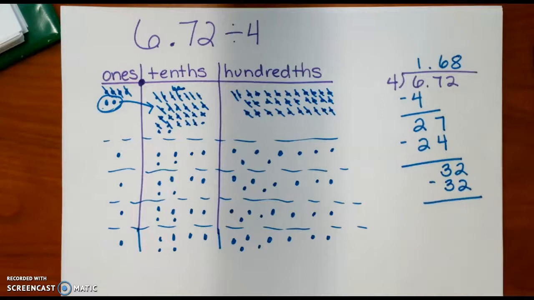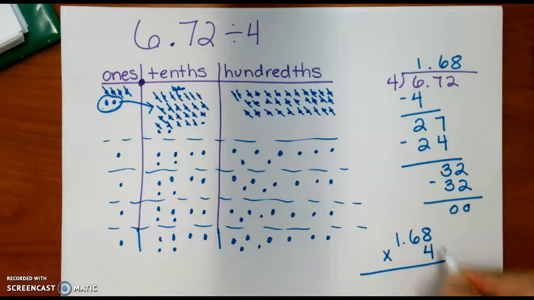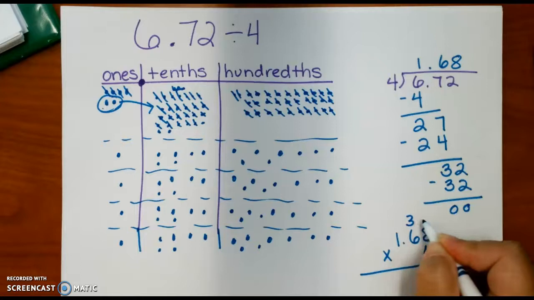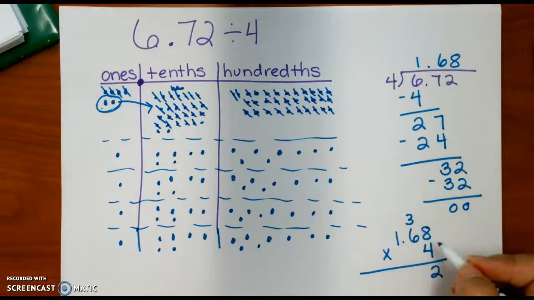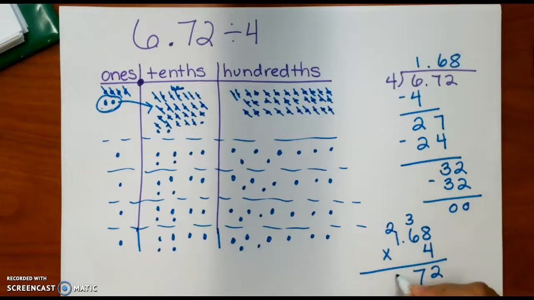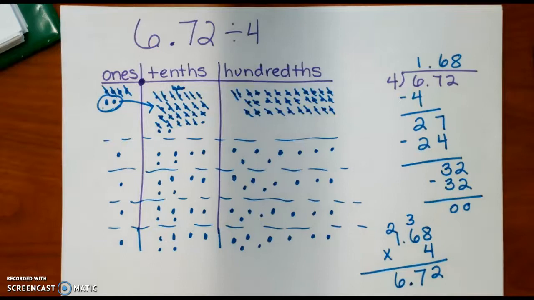Now, if I want to check and make sure I did this right, 1 and 68 hundredths times 4. We know that 4 times 8 is 32. 4 times 6 is, sorry, 4 times 6 is 24 plus 3 is 27. And 4 times 1 is 4 plus 2 is 6. I was multiplying hundredths. My decimal place goes there. All right.